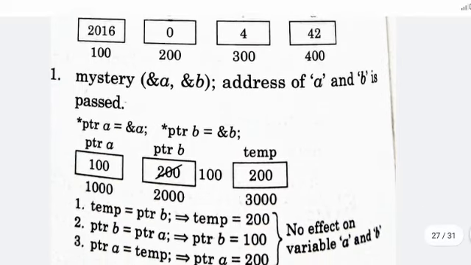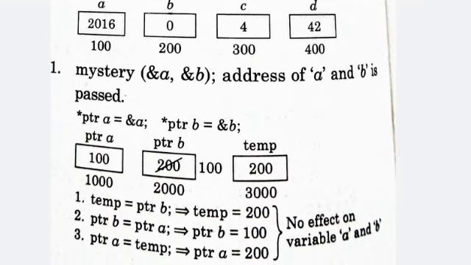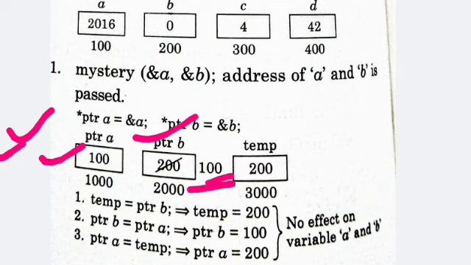First, we call mystery with the address of a comma address of b. After passing the addresses of a and b, we get ptrA equal to 100 and ptrB equal to 200. After giving the temporary values, temp is equal to 200.